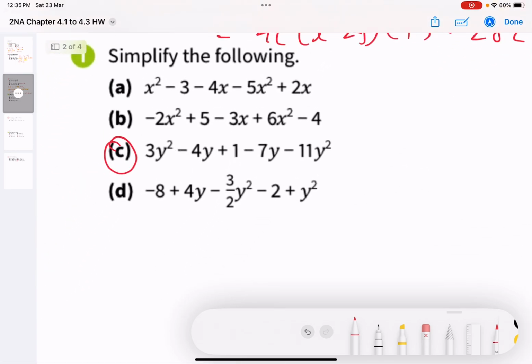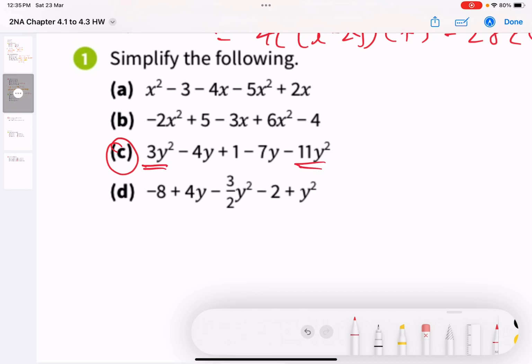Okay, question number 1, simplify the following. In simplify the following, all we have to do over here is just combine all the like terms. So we can see that this and this are like terms, this and this are like terms, and the 1 constant is by itself.